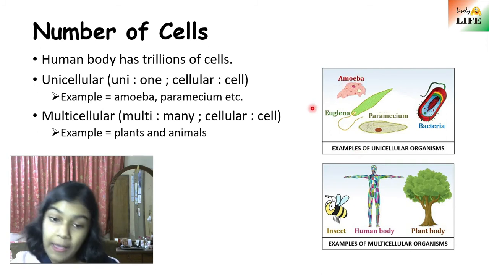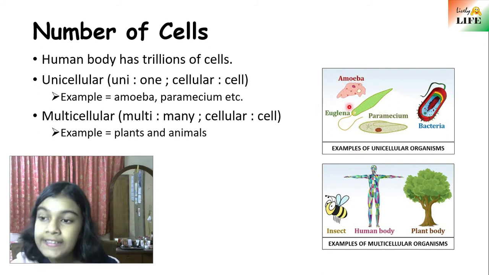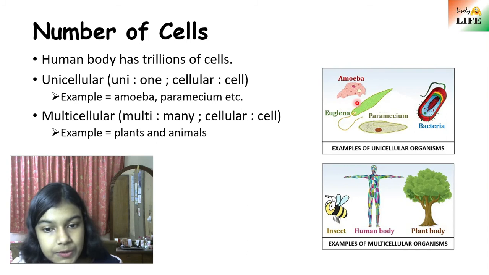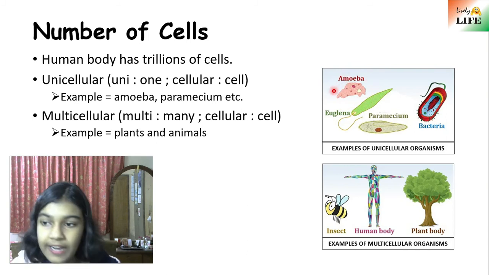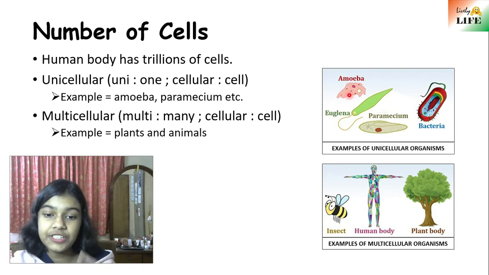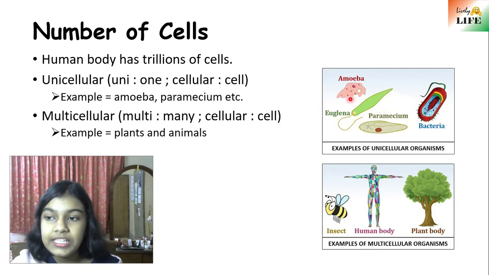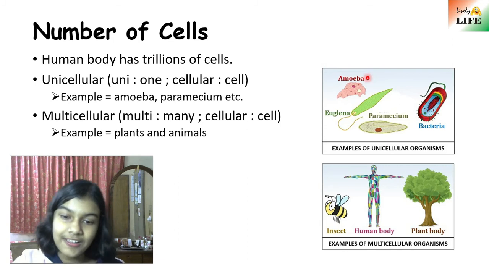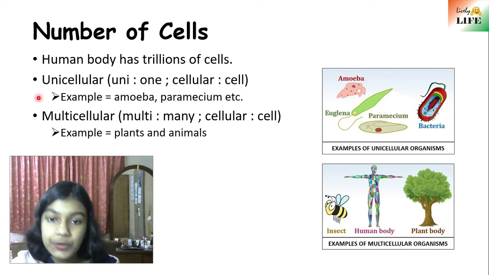Okay, like amoeba, it digests food, right? It excretes, it reproduces, it also makes one of its own kind, right? And then it grows. Okay, so every function that is required in a living being is performed only in one cell, okay, in a unicellular organism.